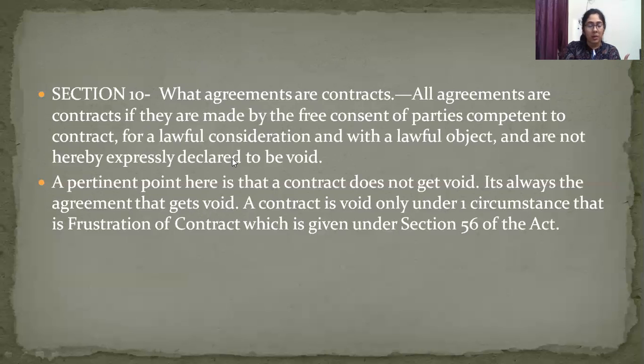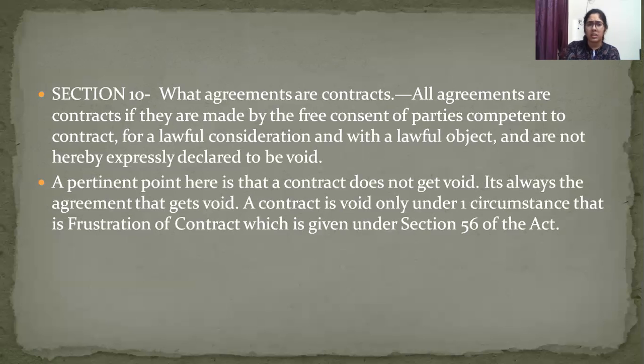The second point that we're talking about, a pertinent point here, is that a contract does not get void. It is always the agreement that gets void. A contract is void only under one circumstance, that is frustration of contract, which is given in section 56 of the Act. Now, this is not important, but mostly questions ask, can an agreement be void or can a contract be void? Both are correct, both are wrong, one is correct, one wrong. These kinds of questions are usually asked in AILET.